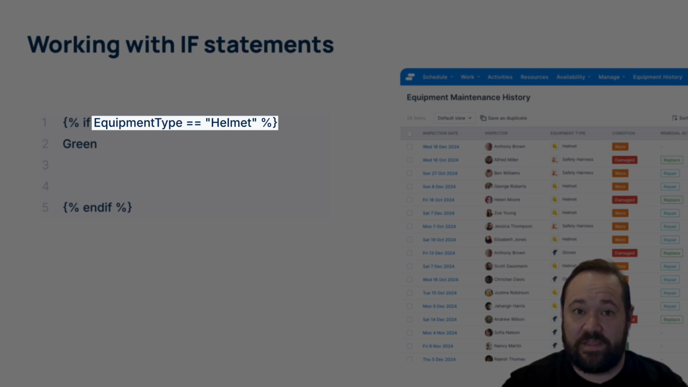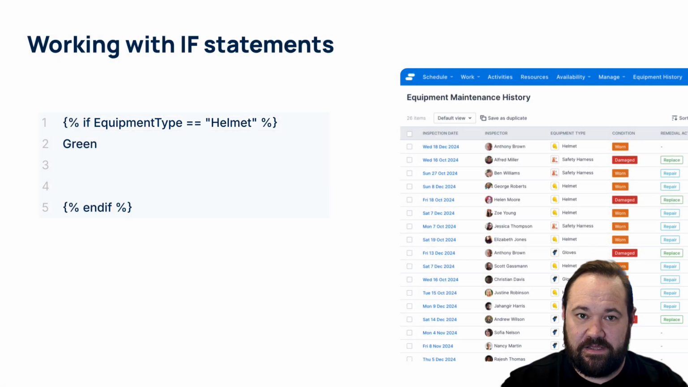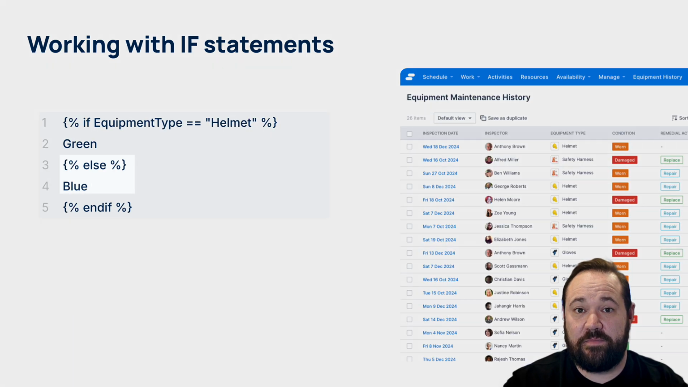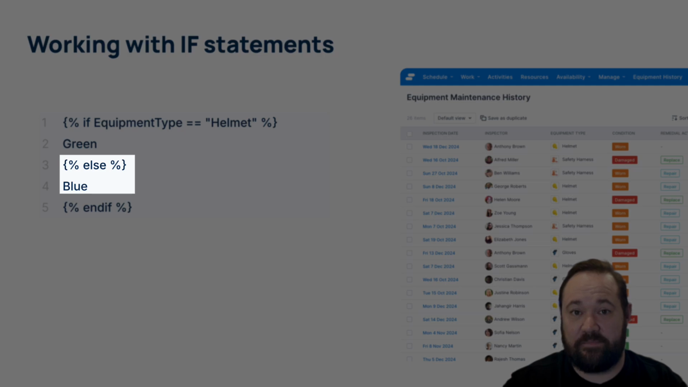It's important to note that you need to use double equal signs, otherwise your column template will error. We wrap the word helmet using quotes, due to it being text. However, if we were checking a numeric value, we wouldn't use quotes. It's worth pointing out you can use a range of operators as well, such as not equals to, greater than, less than, etc. The else block will be used by the system if the equipment type is not helmet, and would output blue instead.